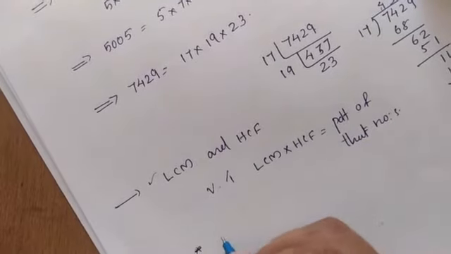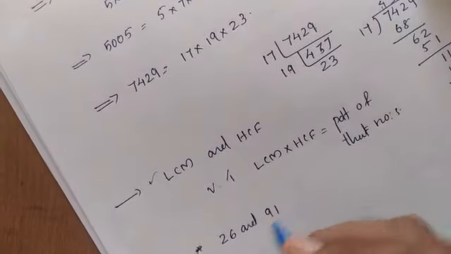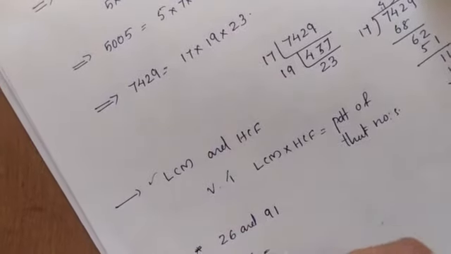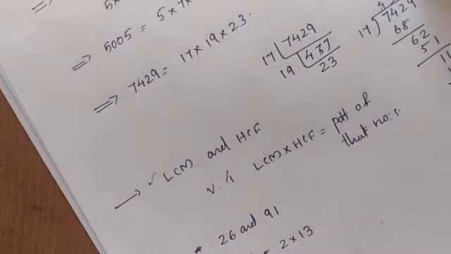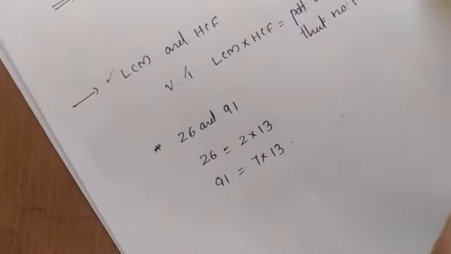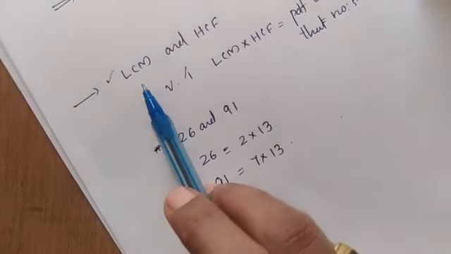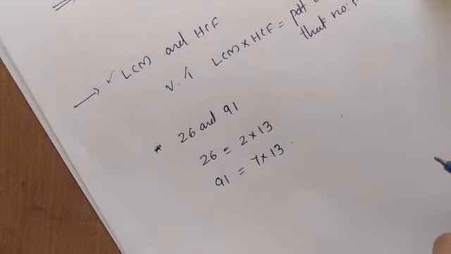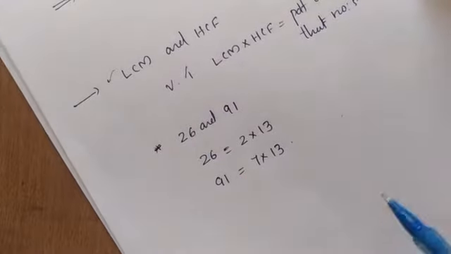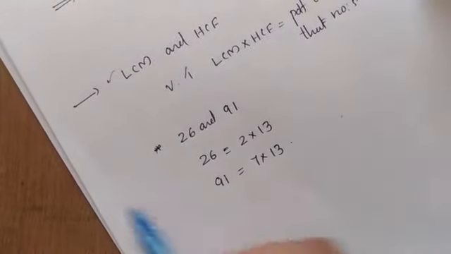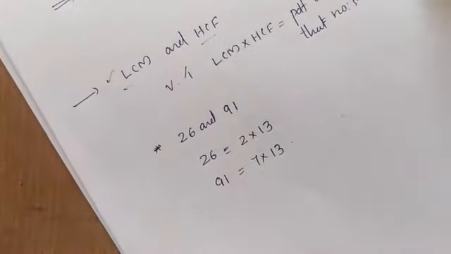Go to the first question, 26 and 91. When we factorize 26, we get the factors as 2 into 13, and 91 is 7 into 13. In the previous video, we discussed how to find LCM and HCF. LCM is the product of the largest factors for both numbers, and HCF is the common factors. You can watch the previous video to learn how to find LCM and HCF.